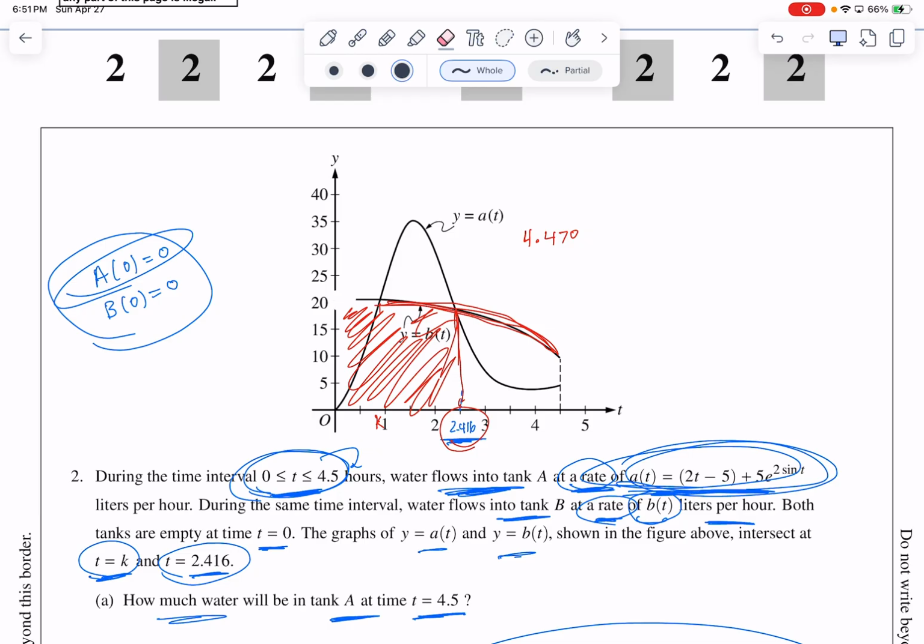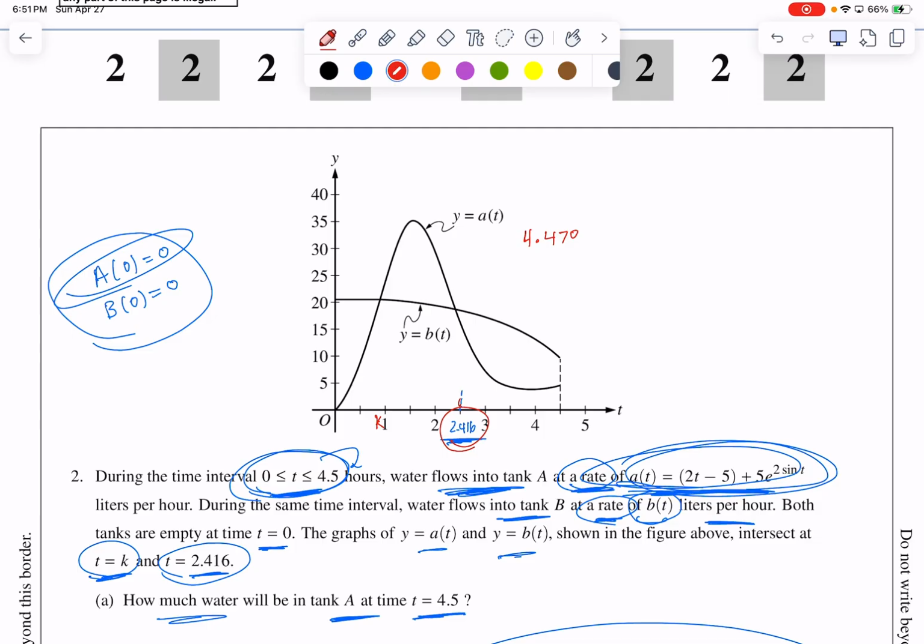Under tank B, this line only, up to this point. I just want the area under the curve to there. Does that make sense? We know I can calculate this because we found K, and we know the equation is 20.5 right there. So we can do the integral from 0 to K under 20.5.